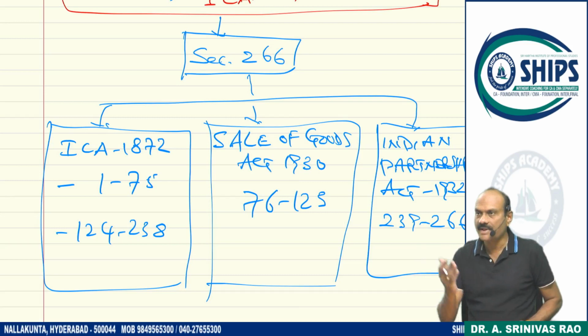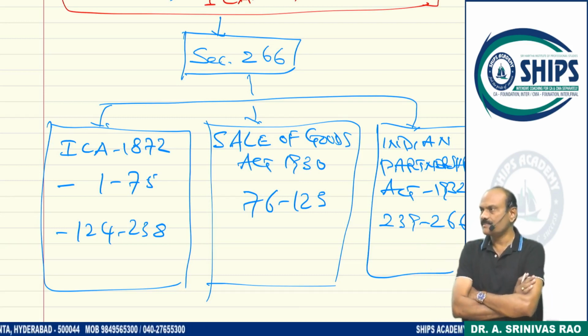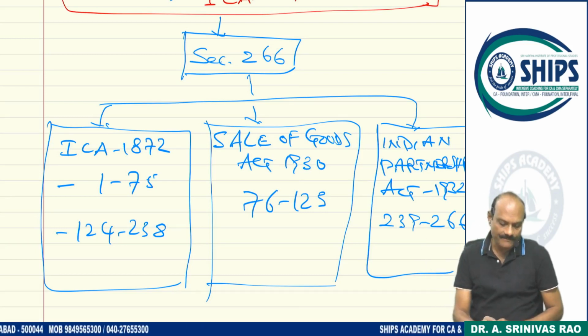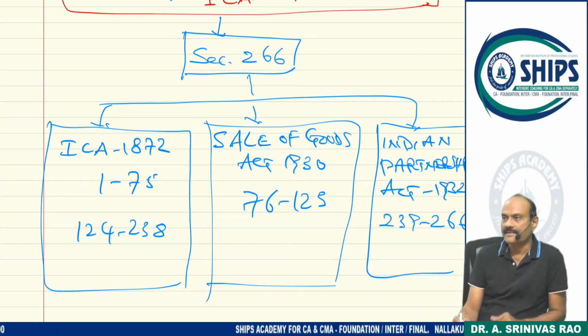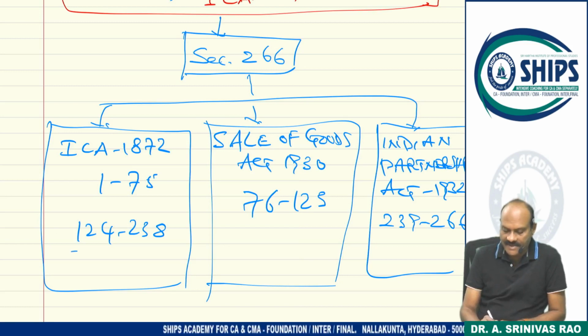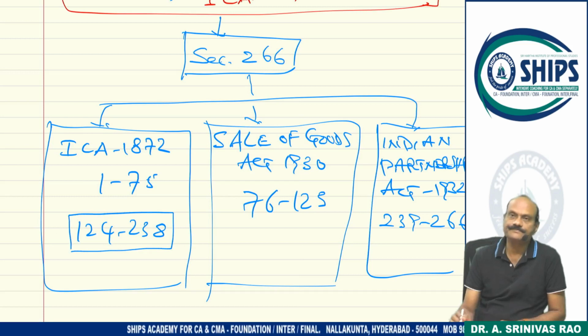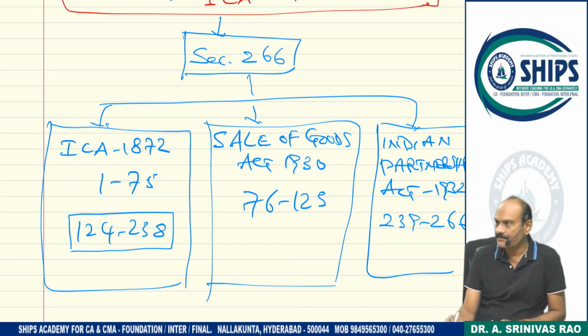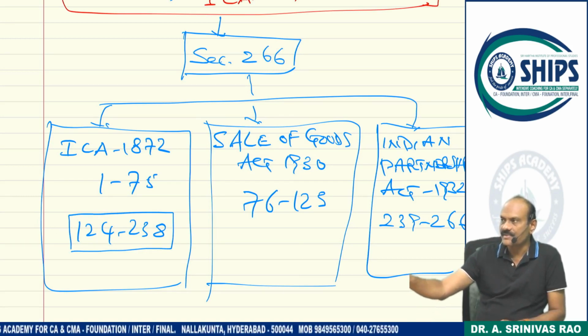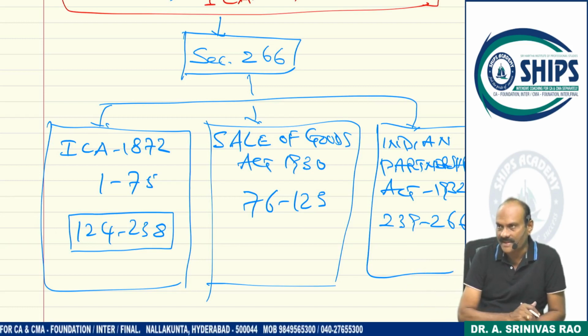One remains as the Indian Contract Act 1872. How many sections are there? In this only 2 parts are included. One is section 1 to 75, which speaks about general principles of a contract. Again 124 to 238 speaks about special contracts. When you come to the final, intermediate level, you learn this part. At the foundation level, we have only 1 to 75. That's it. We don't have the remaining.